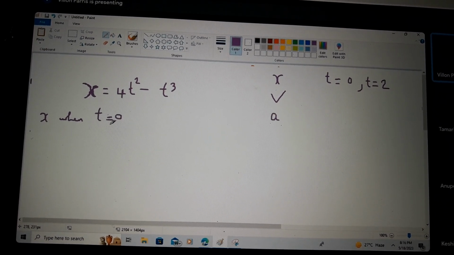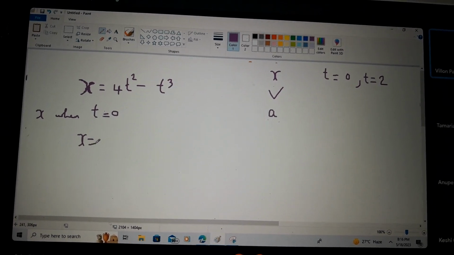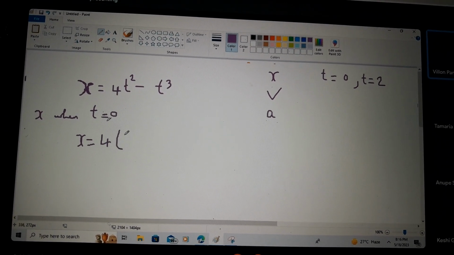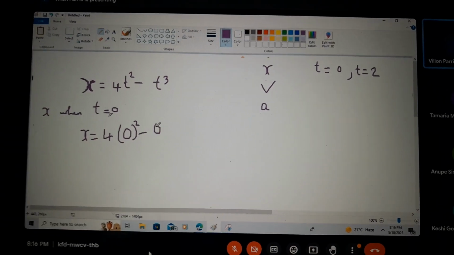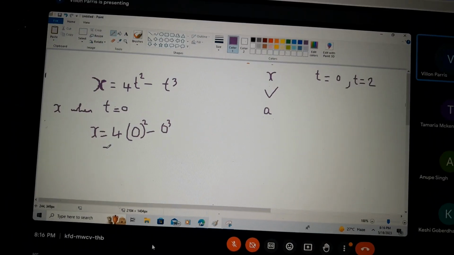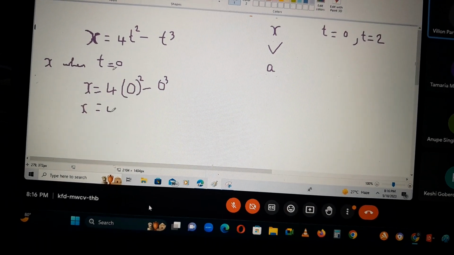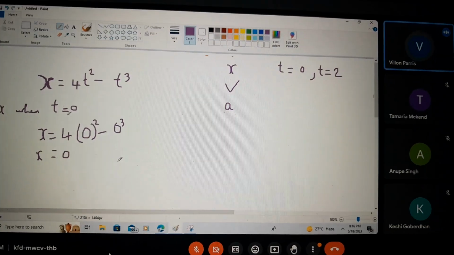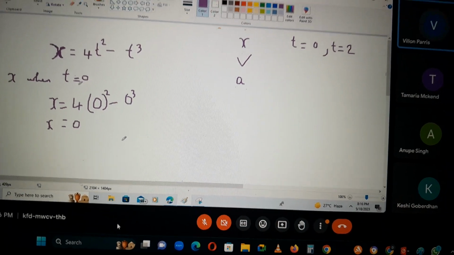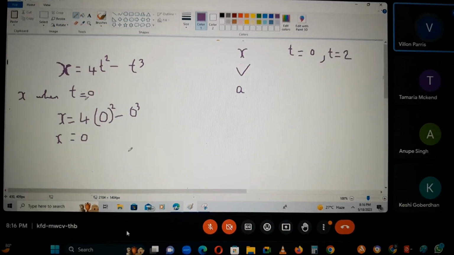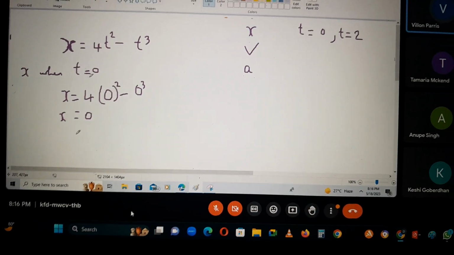So the displacement when time is 0 is equal to 4 times 0 squared, minus 0 cubed. What this is saying is that at 0 seconds, our displacement is 0. This means that the particle is not moving. At time equals 0, there's no displacement. You're right where you were, or you're stationary. No displacement would occur at that time.